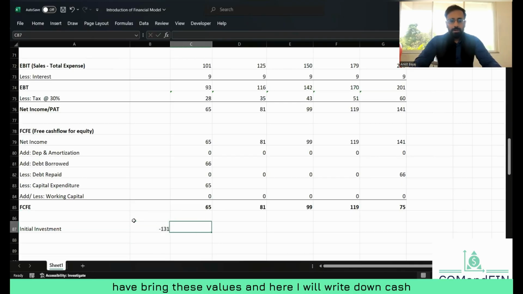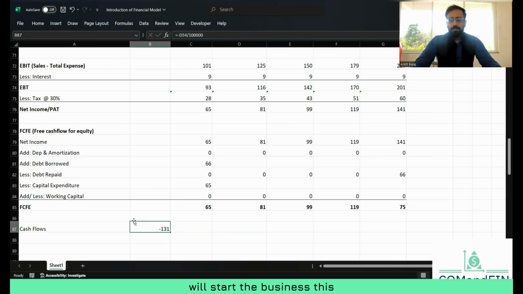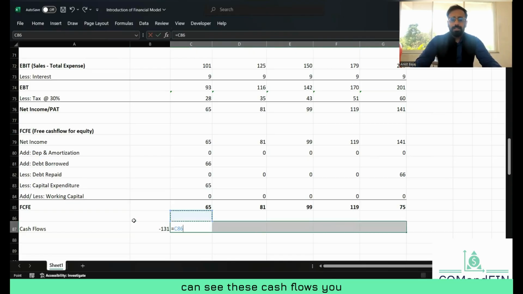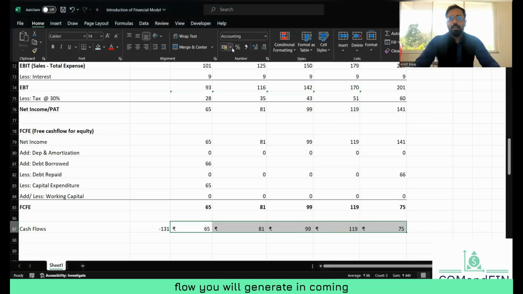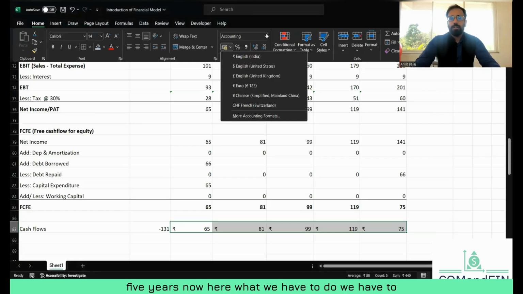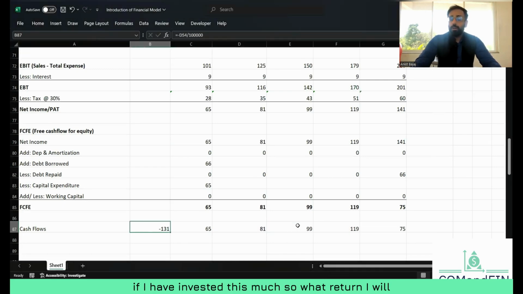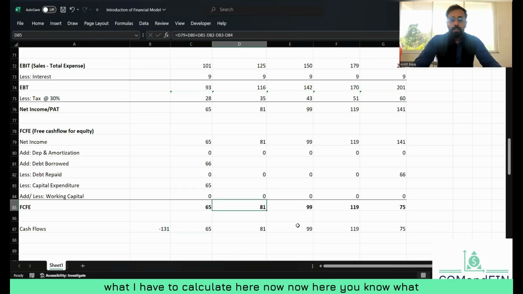So what I will do, I will bring these values, and here I will write down cash flows instead of initial investment. So on day zero, when you start the business, this much is going to be your initial investment. And here you can see these cash flows you will generate in the coming 5 years. Now here, we have to calculate the overall return. If I have invested this much, what return will I generate from the business? This is what I have to calculate here.